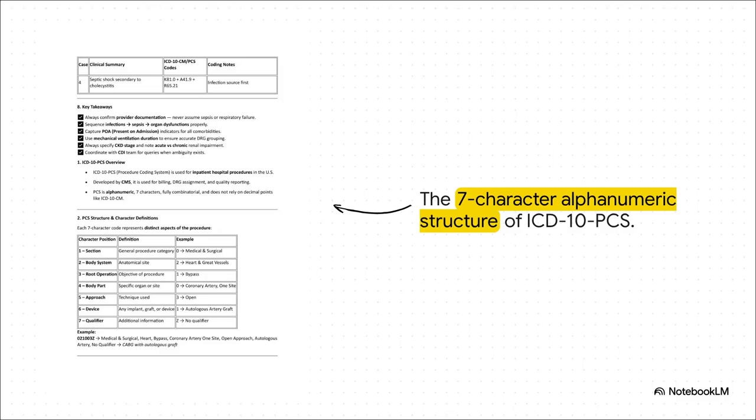You have to flawlessly extract the objective of the procedure from the operative report. Whether the surgeon is taking healthy skin to use somewhere else, cutting away dead eschar, or applying a complex synthetic matrix, every single physical action requires its own highly specific root operation assignment in the PCS table.